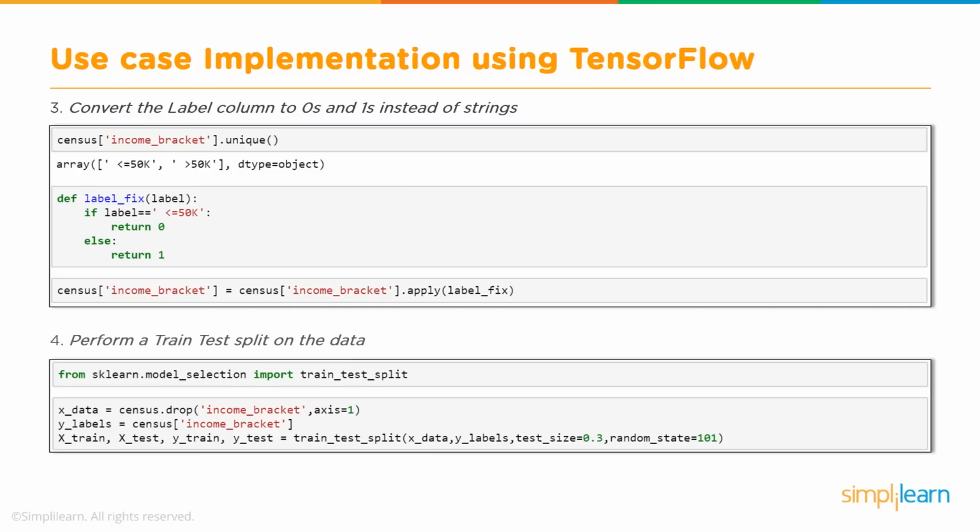That is the label rather, but this doesn't have numeric values, so we need to convert the income into binary values, either 0 or 1. That's what we are doing here. And then we are splitting the data into test and training using Scikit-learn. This is standard Scikit-learn.